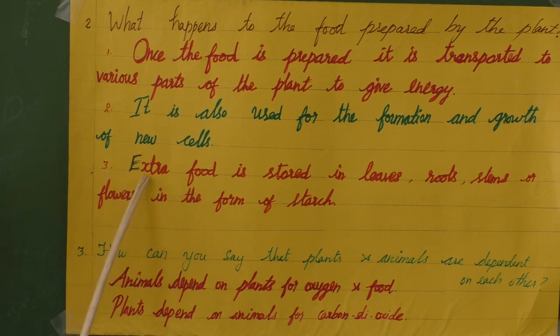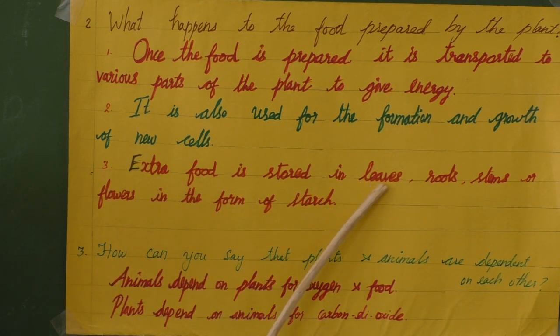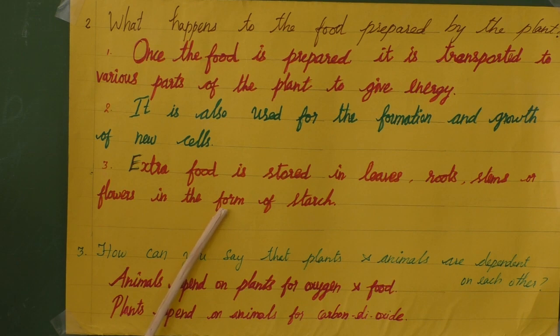Then whatever extra food is there, that extra food is stored in leaves, roots, stems or flowers in the form of starch. In what form does it store? In the form, FORM, in the form of starch. Clear children? These 3 points you have to write very neatly, because it comes under a detailed question.